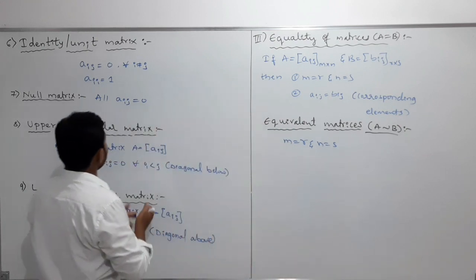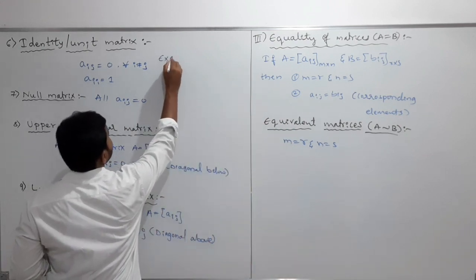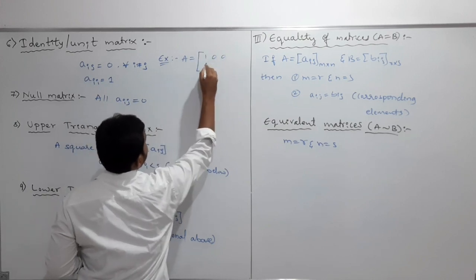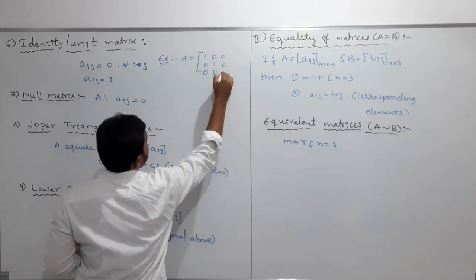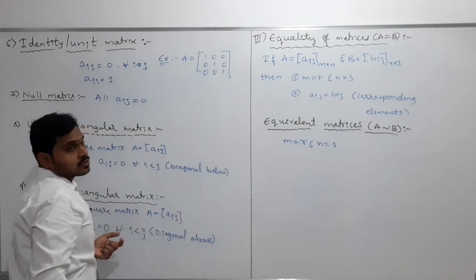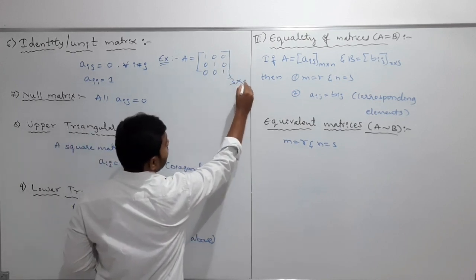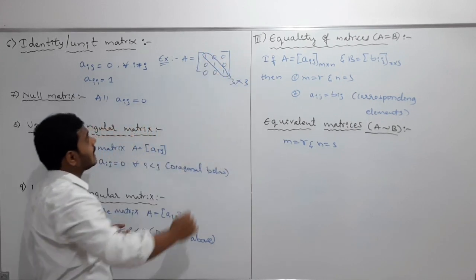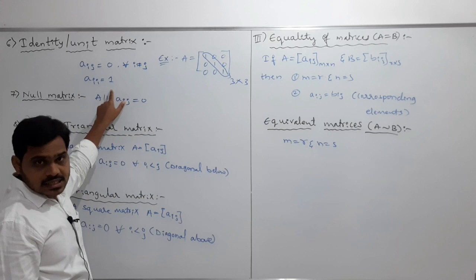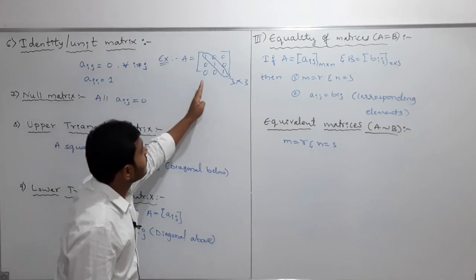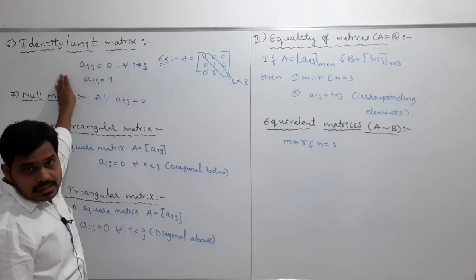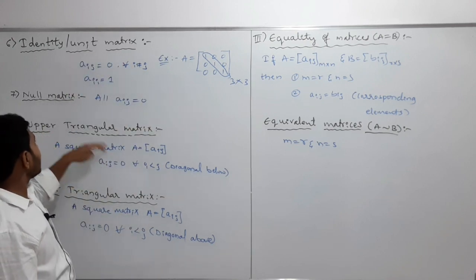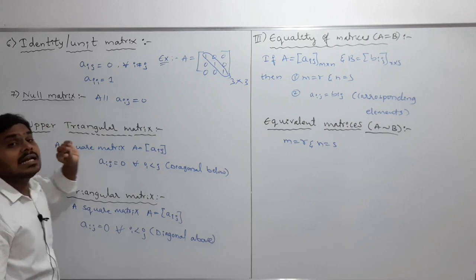Clear? So if you want, you can take an example. Here it is, A is equal to 1 0 0, 0 1 0, 0 0 1. So this is a square matrix of order 3 cross 3 where all the diagonal elements are 1. Therefore this is an example for the identity matrix, or you can call it a unit matrix. Clear? And the next step I am going to discuss what is meant by a null matrix.